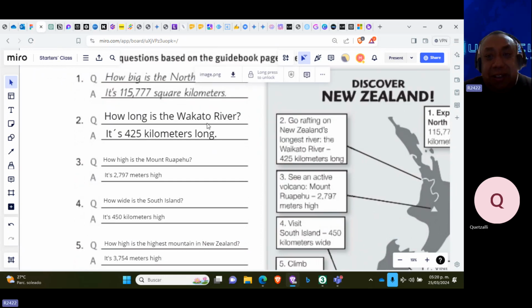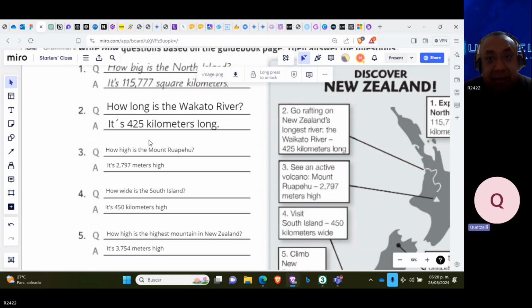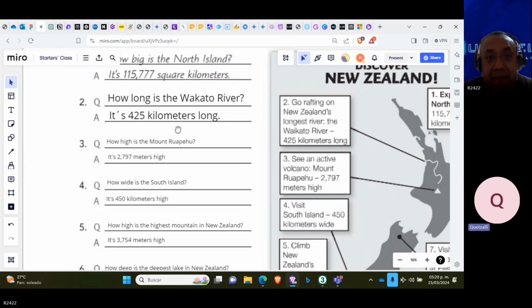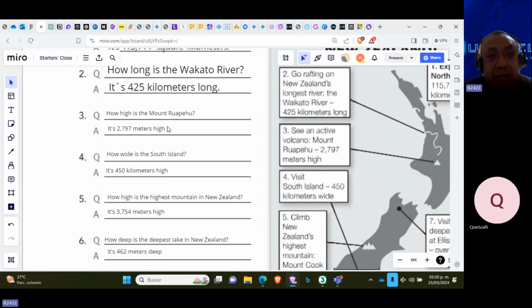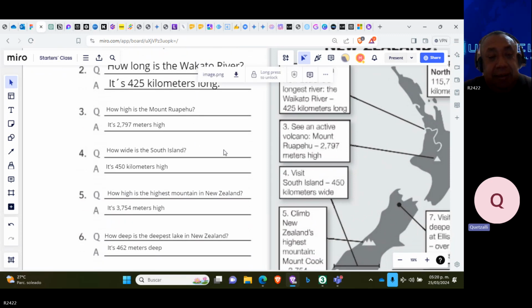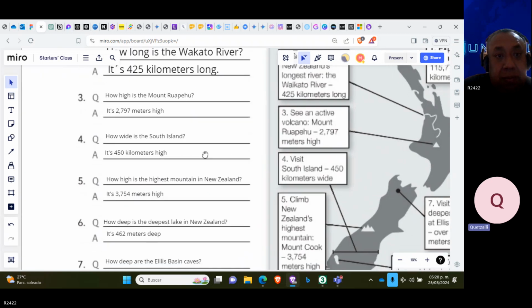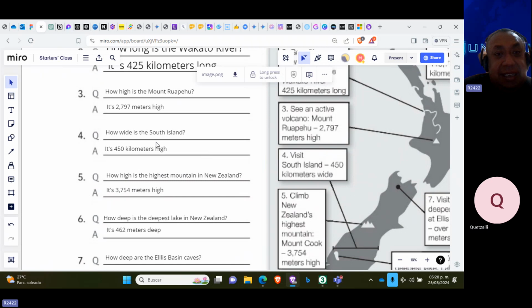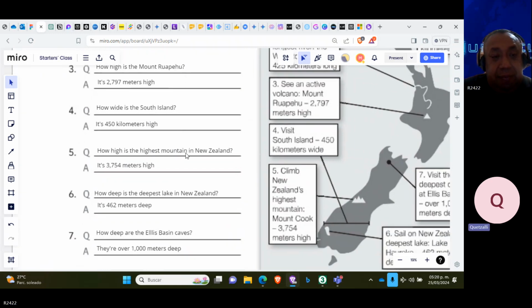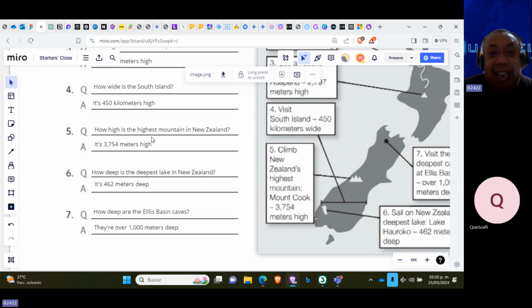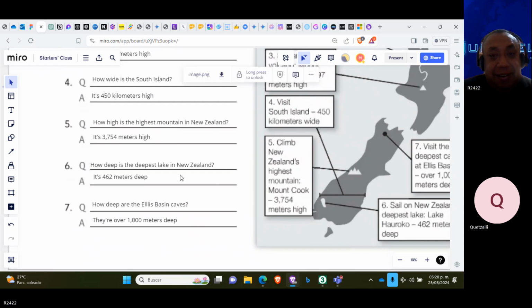How long is the Waikato River? It's 425 kilometers long. Very good. How high is Mount Ruapehu? It's 2,797 meters high. Good. How wide is the South Island? It's 450 kilometers. Good. How high is the highest mountain in New Zealand?